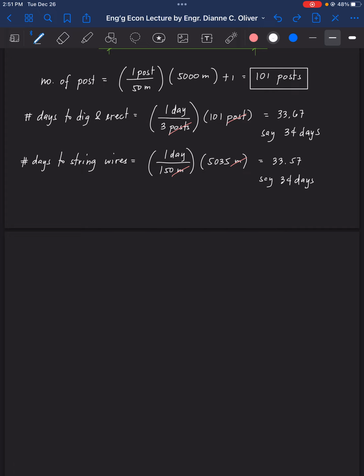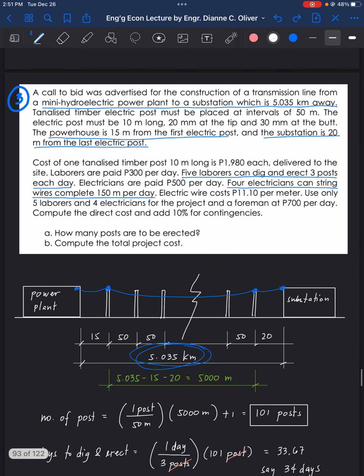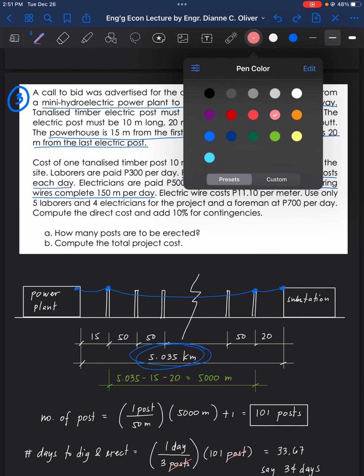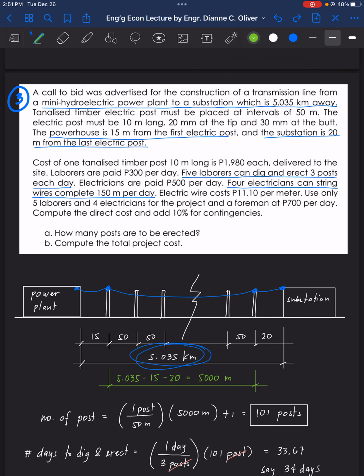So now let's compute for the cost. What are the costs mentioned in the problem? The cost of one post is 1,980 each. For the laborer, we have 300 pesos per day. For the electricians, we have 500 pesos per day. And then the electric wire is 11.10 per meter. And we have the foreman. The foreman is 700 per day. So how many items do we have here? We have 1, 2, 3, 4, 5. 5 items.